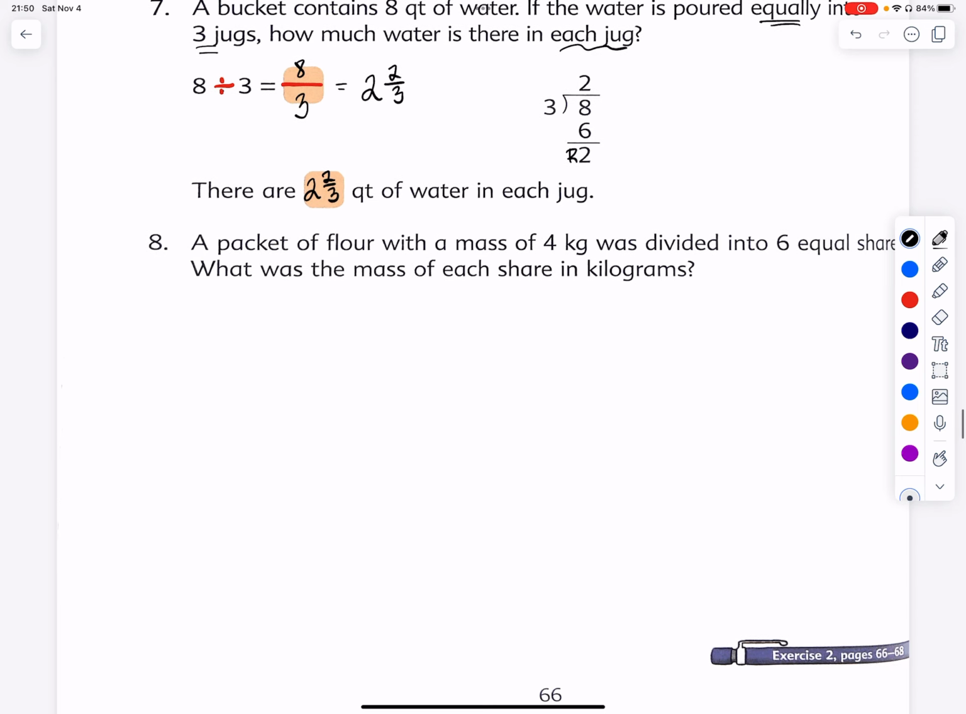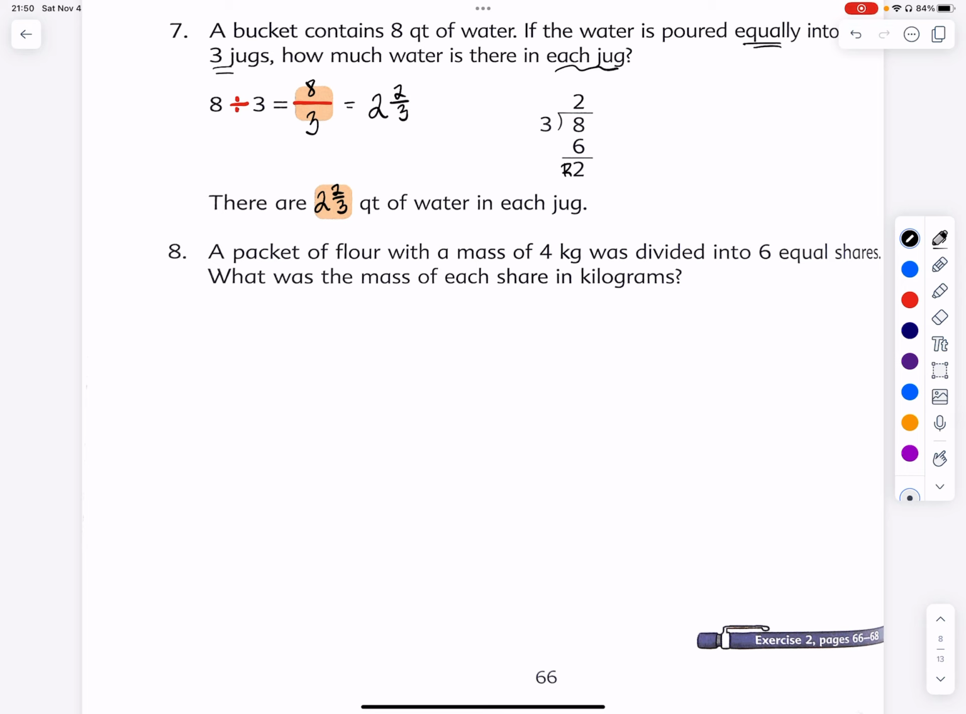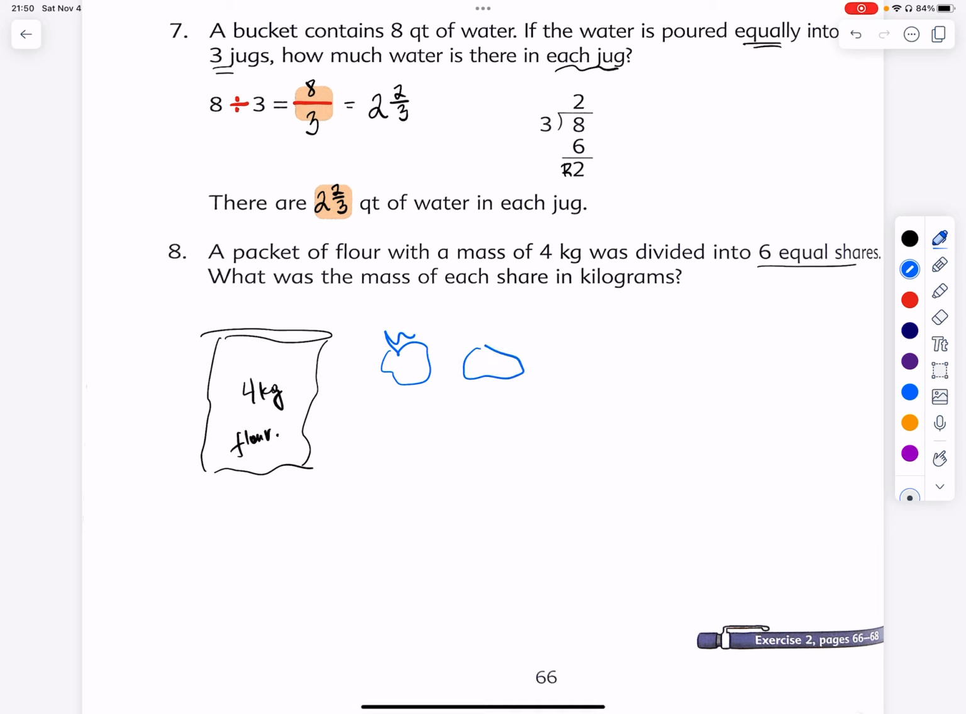Finally, problem number 8. A packet of flour with a mass of 4 kilograms was divided into 6 equal shares. So let's just have this bag of flour, right? And it's 4 kg of flour. And what happened to this bag? It was divided into 6 equal parts. Well, maybe there were cups, or maybe there were some baggies. 1 bag, 2 bags, 3 bags, 4 equal bags, 5 equal bags, and 6 equal bags, right?